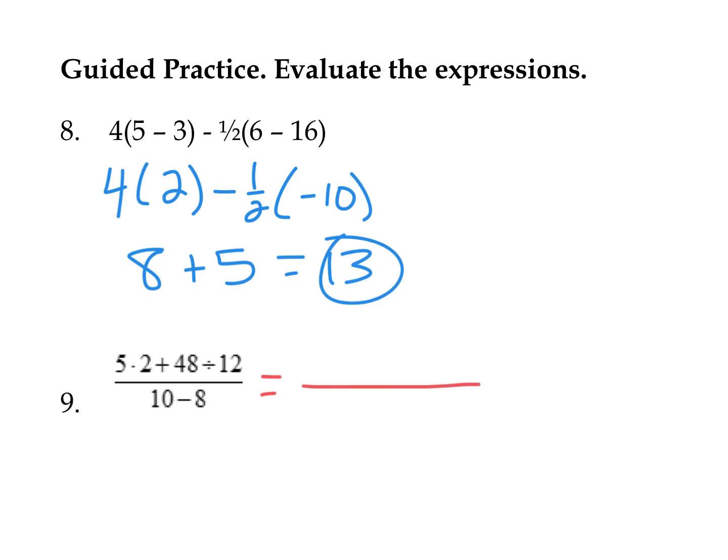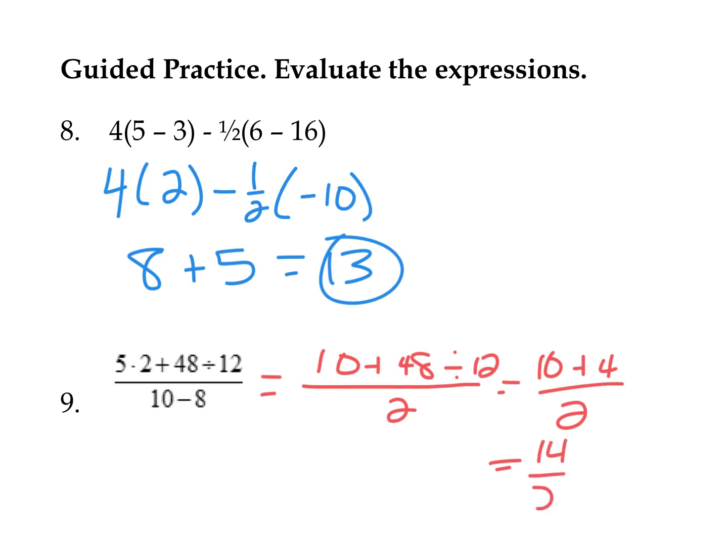All right, in this next problem, get numerator and denominator grouped separately. So let's look at the numerator. Our first step is going to be the 5 times 2. That's our multiplication, plus 48 divided by 12 over 2. And now in the numerator, don't do the 10 plus 48 because the division will come before the addition. So we're going to have 10 plus 4 over 2, which equals 14 over 2, which is 7. Right? Our last step is that fraction bar.